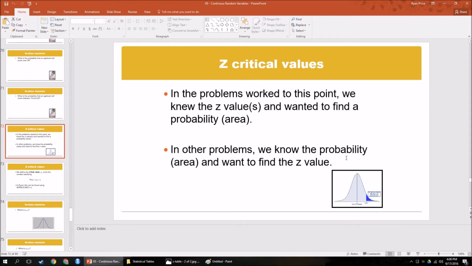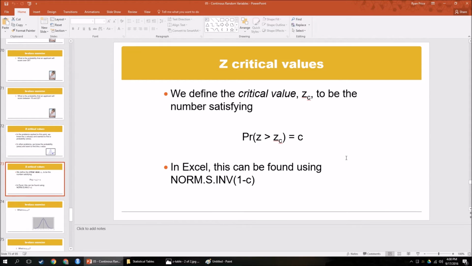All right? Now, in some other cases, we know what the probability is, or we have an idea of what we want the probability of some outcome to be, and we want to find what z-value corresponds to that if it's a normally distributed random variable. Okay? So we define the z-value that satisfies the probability that we're looking for to be called the critical value of z, or of x, and we'll show how to get to x from z in a minute. This notation isn't super important, so don't worry about it too much, but you can do it this way in Excel with the NORM.S.INV function of 1 minus c. That'll get you the critical z-value for some probability that you're interested in.